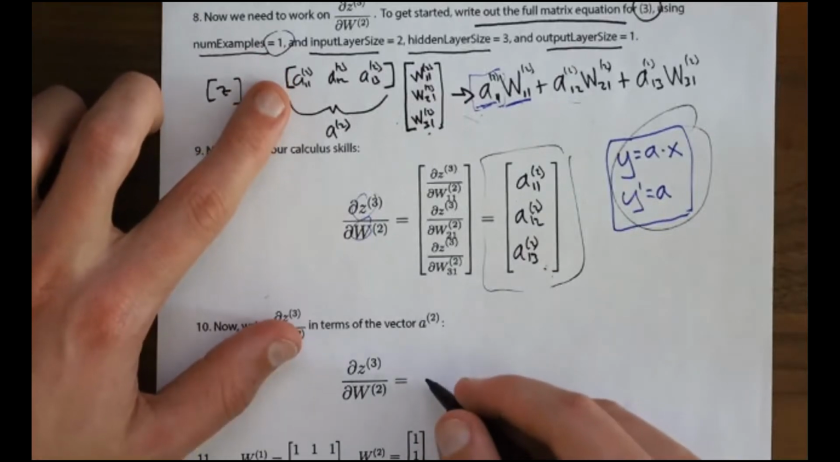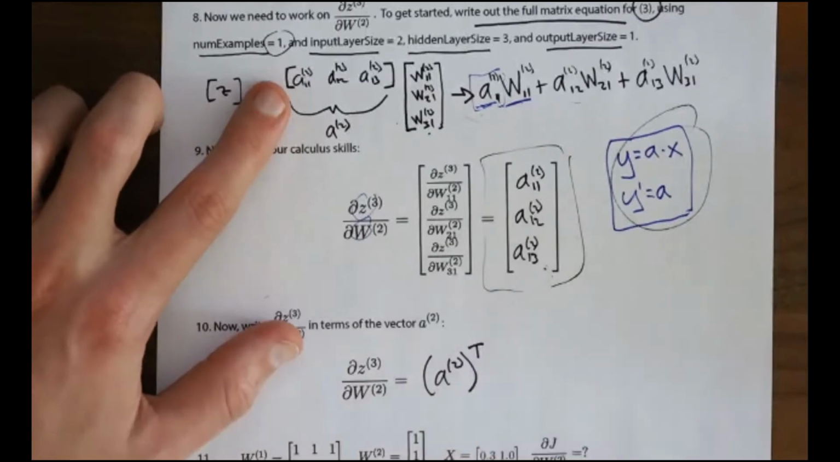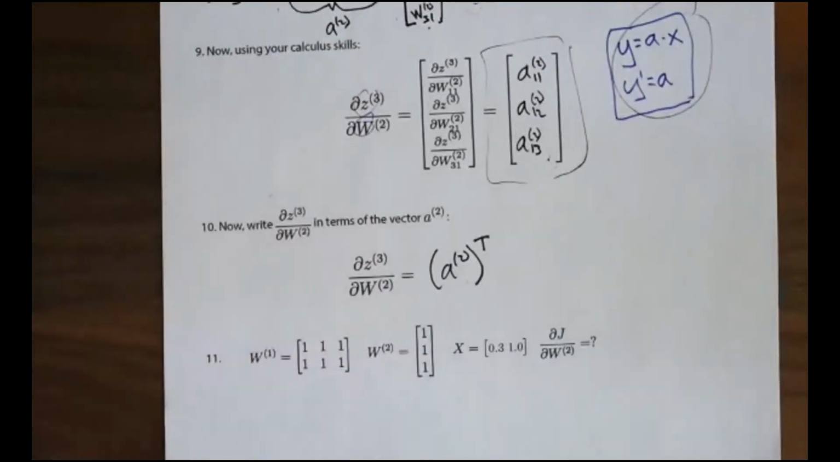So really all we have to do here, it's this. So it's A2. I'm going to put it in parentheses to make it really clear. The answer to this is just this. And that's something we can do in Python, right? So it's just A2 transpose. So that's it. So dz/dw2 is just A2 transpose.